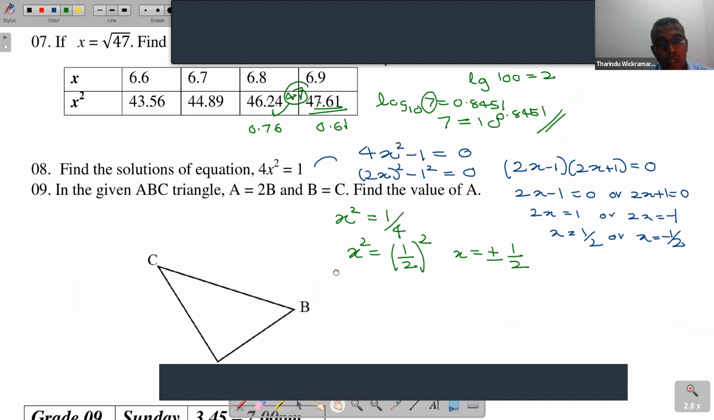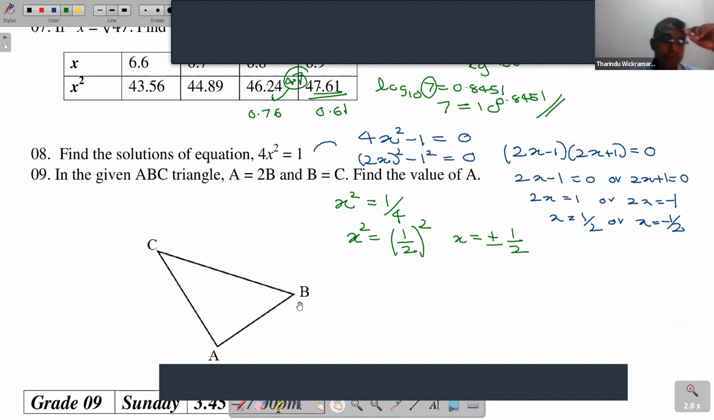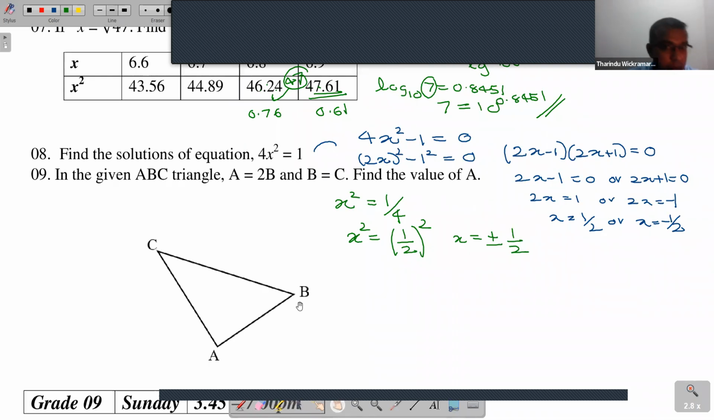So after that, you can try the question number 9. This is somewhat different. Data are given in a different way. Send me answers to that one, 9th one.